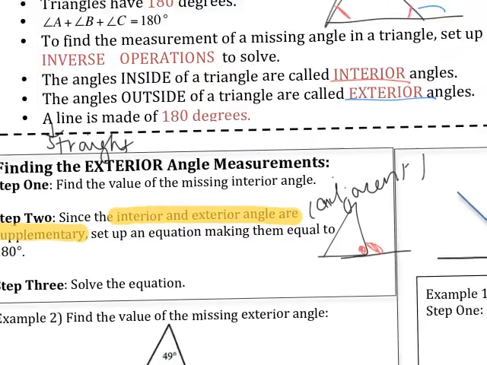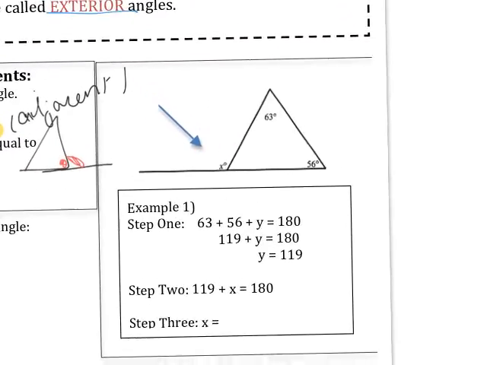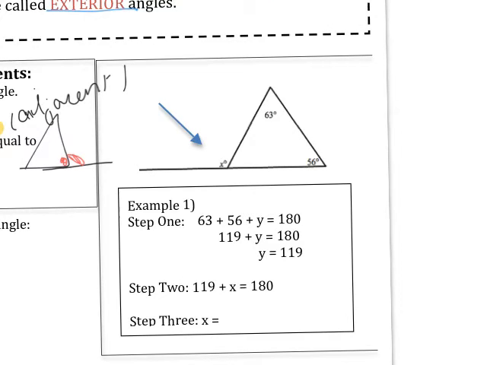So let's look at this first example over here. We want to find the measure of x right here. That's what we're looking for. So we have these two angles. So far we know this angle is 63. We know this angle is 56. These two angles together, Marvin, stop. All right, these two angles together, plus this missing angle over here, which we don't have. So all three of these angles add to 180.